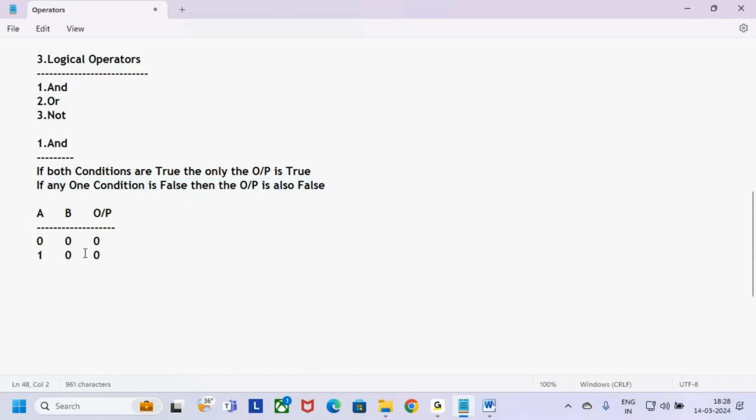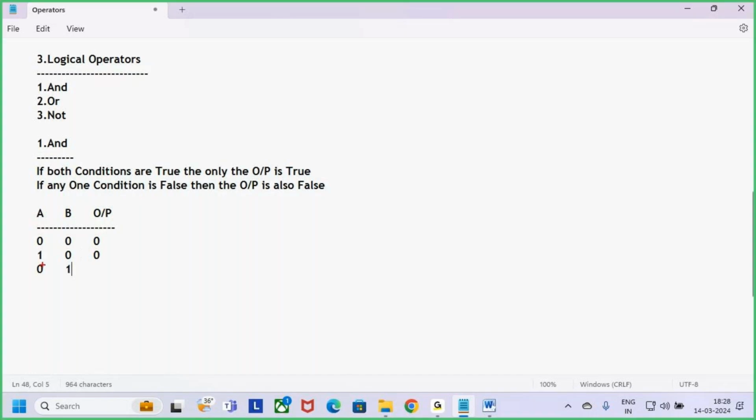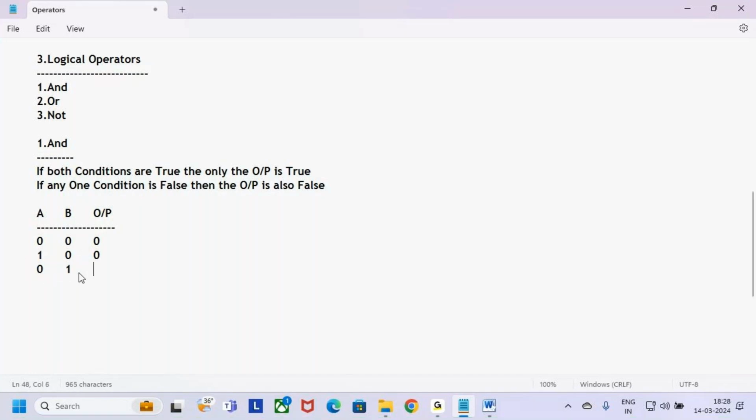Next one is first condition is false, but the second condition is true. Here also one condition is true, one condition is false. I said that if any one of the conditions is false, then what is the output? Then the output is also false. And next, finally, now the first condition is true, second condition is also true. Now both the conditions are true. Now if both the conditions are true, then in this case the output is also true, guys.